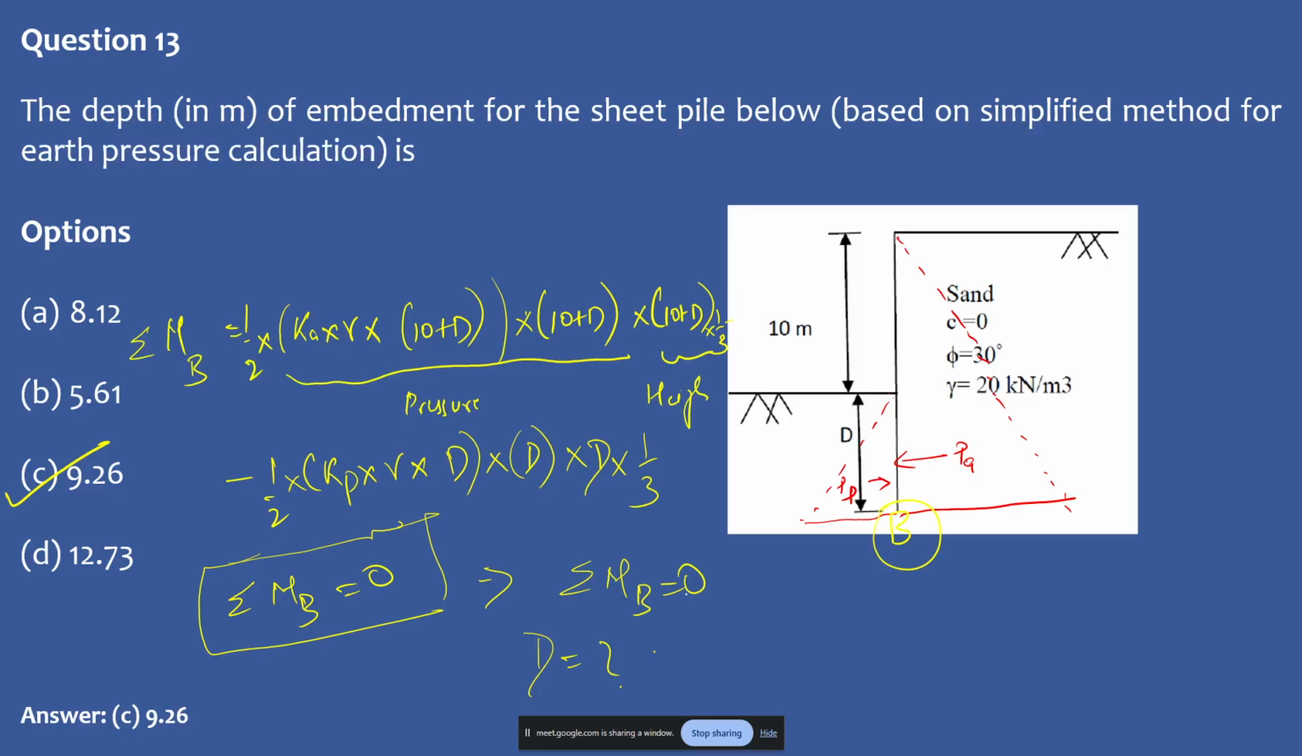So this is a simplified approach where you take the moment about the base of your sheet pile for both the active pressure and the passive earth pressure, and then for the corresponding part you evaluate the value of your embedded depth.